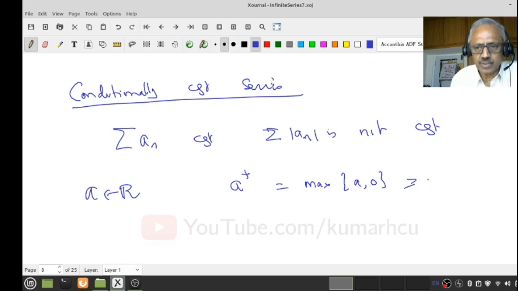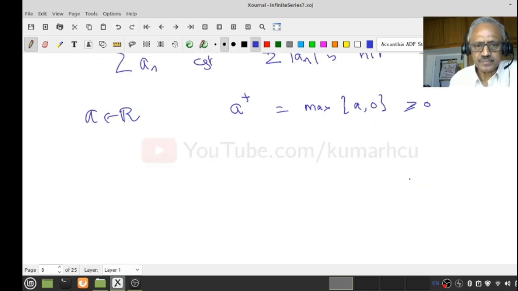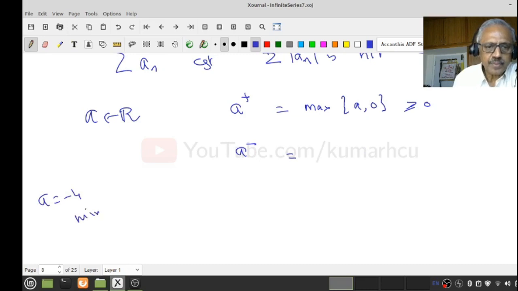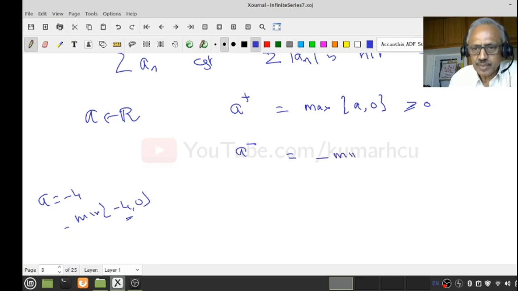Therefore, a plus is always greater than or equal to 0, non-negative. So what do you think a minus is? Remember, a minus also, sorry, not a inverse. See, this is the problem: the moment I put an upper sign, its tendency is to put a minus 1. Look at the minimum. Suppose my a is minus 4, then the minimum of minus 4 and 0 is minus 4, but then I take a negative, therefore it's a minimum of a and 0.